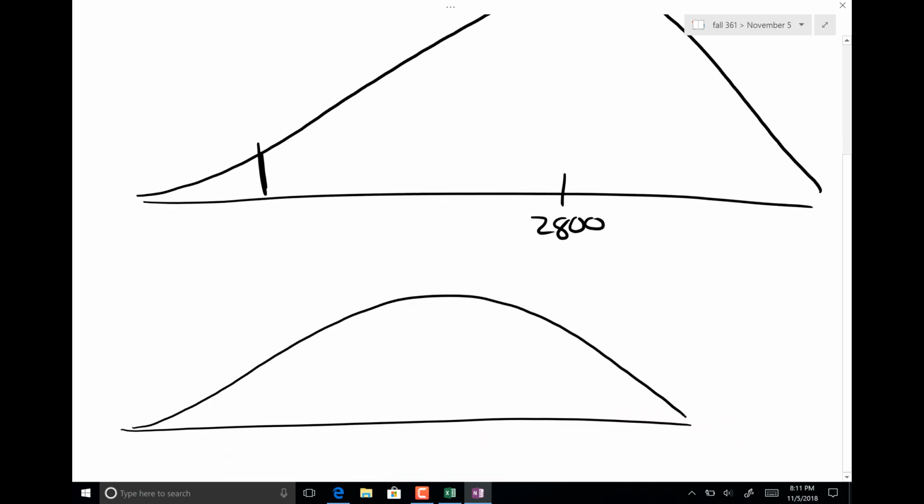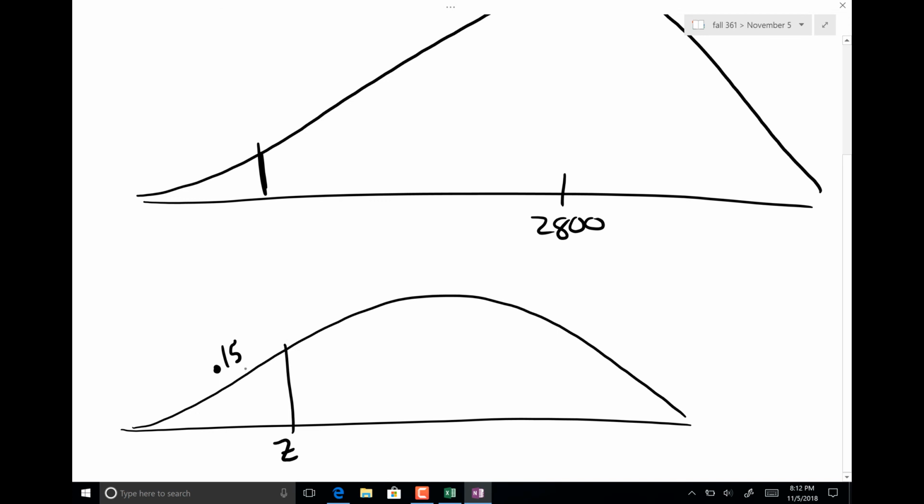Every time? Literally every time. Here's what's going to happen, though. We're going to find what z-score corresponds to 15%. You with me? Here's how we're going to do it.